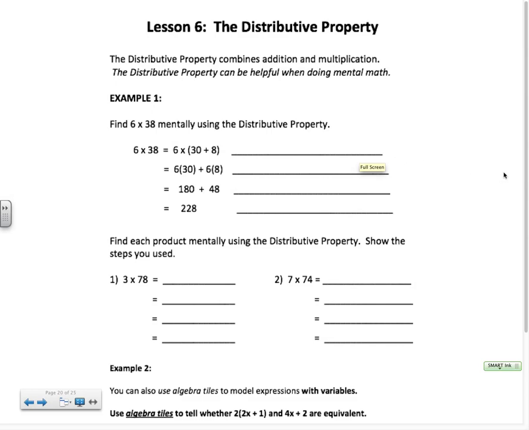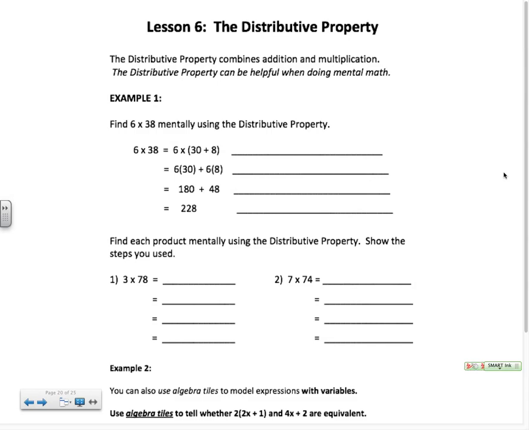We're going to look at our fourth property of math, the distributive property. The distributive property combines addition and multiplication, and it can be helpful when we're doing mental math, when we try to do it in our head instead of using a calculator or paper and pencil. So our first example is 6 times 38. We're going to use the distributive property to do it mentally. I'm going to have to write it all down to show you what I'm thinking, but typically we would just be thinking all this in our head.